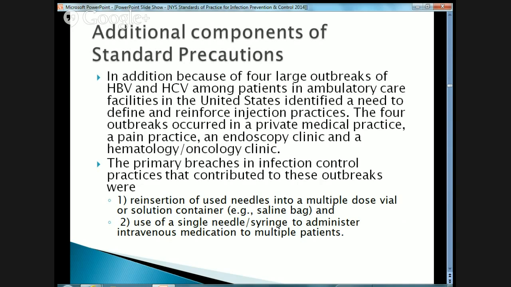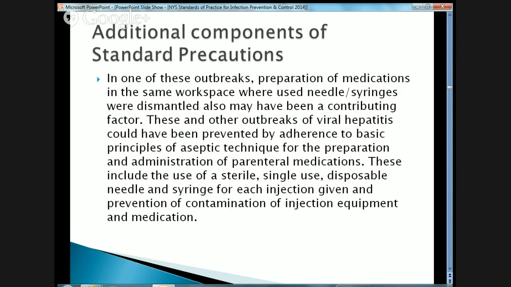They went into using single needles to administer intravenous medications. They used a single needle and a syringe to do it. One of the outbreaks had to do with preparation of a medication in the same work area where they used the syringe. So the person picked up the syringe and mixed other preparations with it. They were trying to save money, but they caused more harm than they needed to.